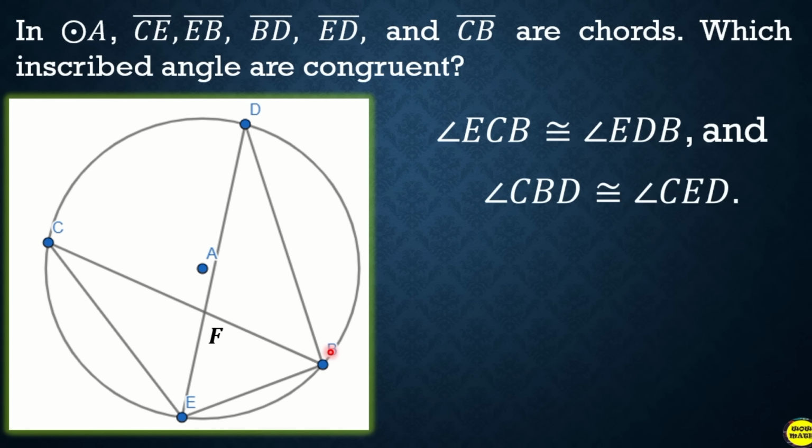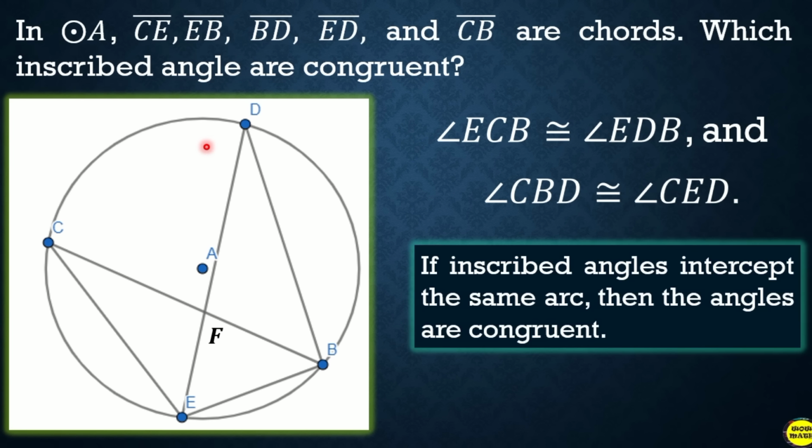And then also, angle CBD is congruent to angle CED. So, ito yung sinasabi ko kanina. So, congruent sila kasi nag-intercept sila sa isang arc. So, remember, if inscribed angles intercept the same arc, then the angles are congruent.